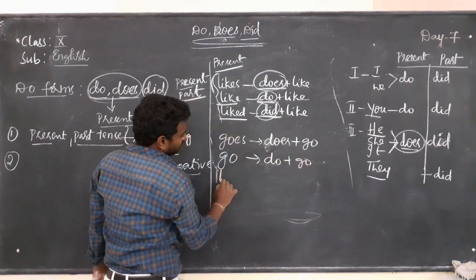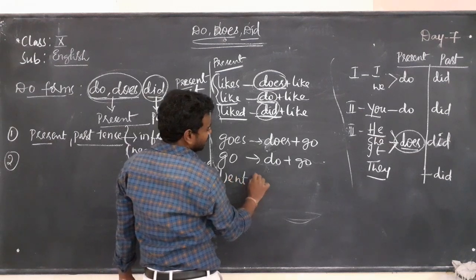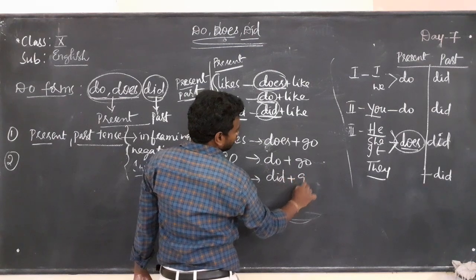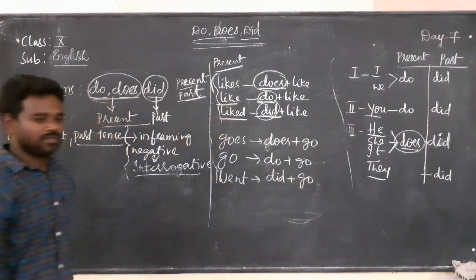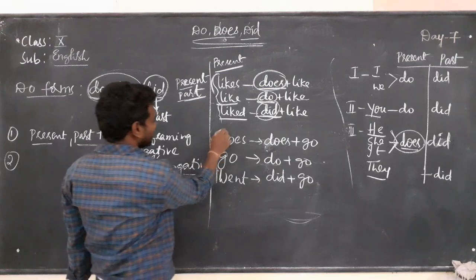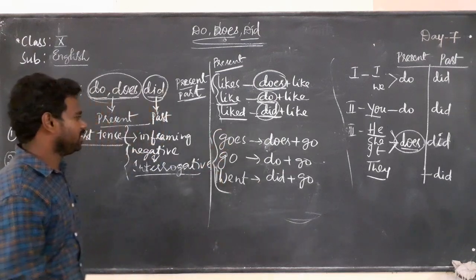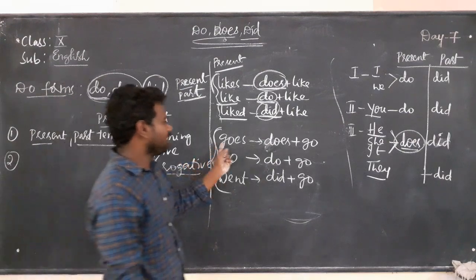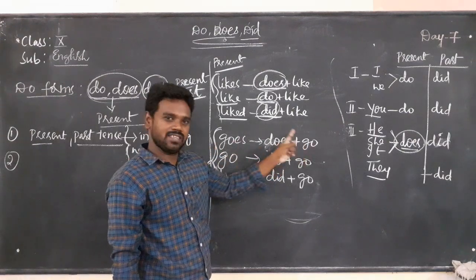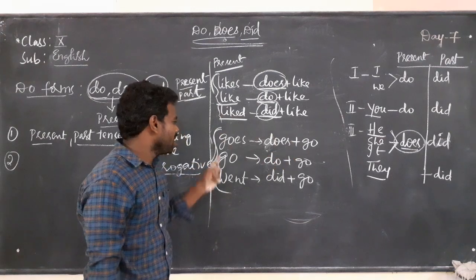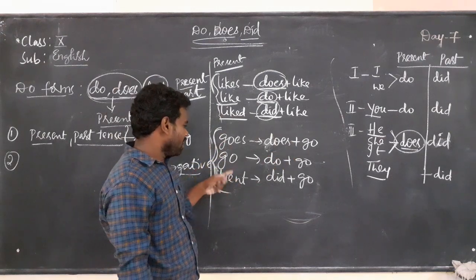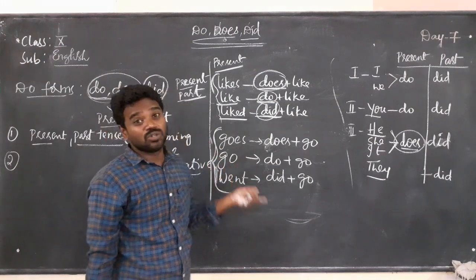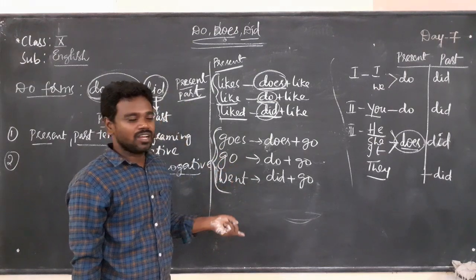So here, when I write the second form, went is here, right? Did plus go, went, did plus go, right? So these are the forms we use in this way. So here, for example, he goes to school. One example. So when I change this into a negative, how can I change this? So he does not go to school.